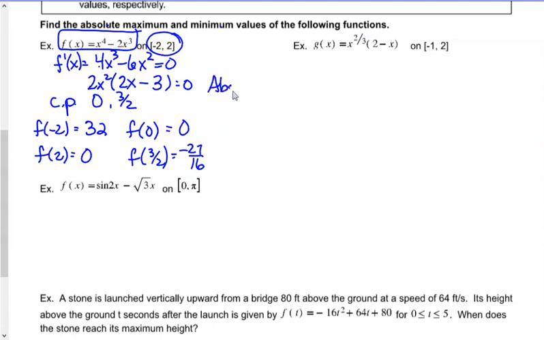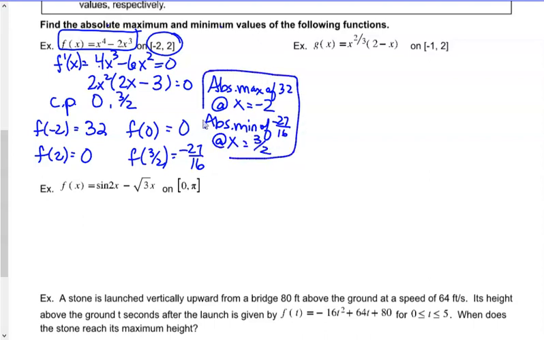So I can say that I have an absolute max of 32 at x equaling -2. So here's my 32 when x equals -2. I also then have an absolute min of -27/16 when x equals 3/2. So I wouldn't have had that just checking my endpoints. We had to have those critical points as well.